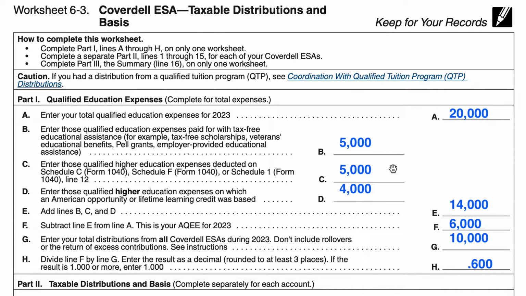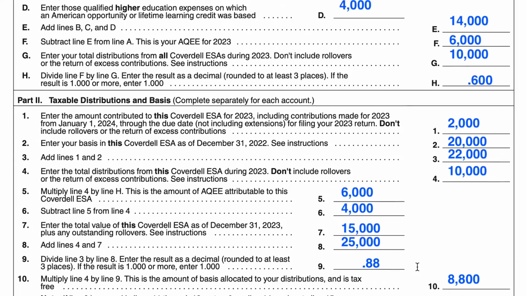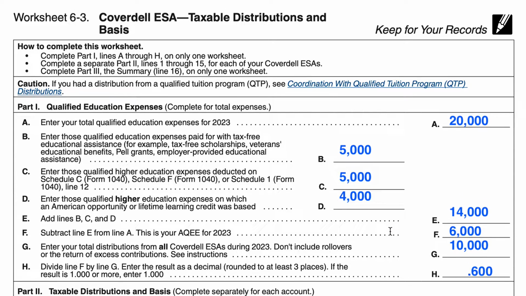So in line A, and kind of where we can distinguish the different parts, lines A through H are in part one, and then part two has numbered lines. So let's go ahead and start with line A. We're going to enter our total qualified education expenses for the tax year. Let's just assume that we had $20,000 of total qualified education expenses. So if you need a better understanding of what qualified education expenses are and what they are not, you can find that information in Publication 970 itself.